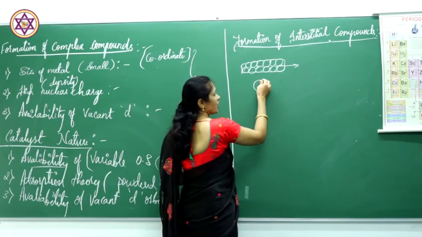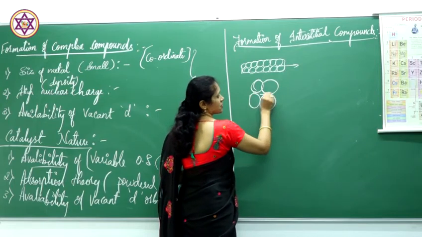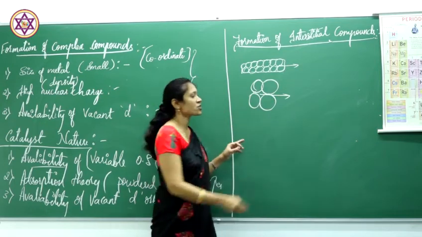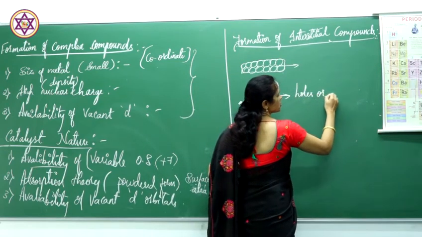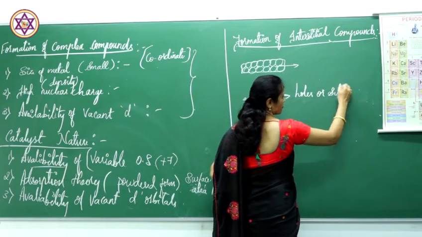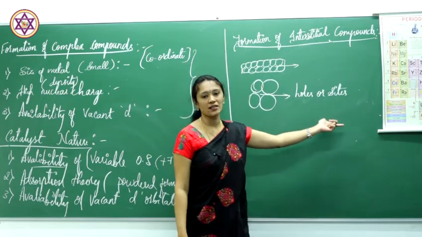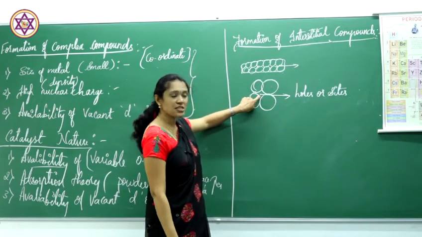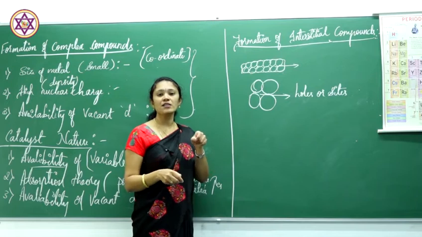There is an empty space. You all can see there is an empty space. This empty space is called holes or sites. For this empty space, when a non-metal comes and attacks, the non-metals are what?